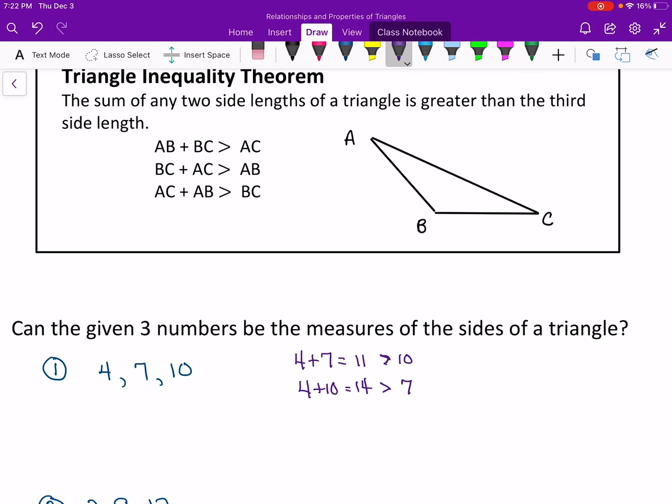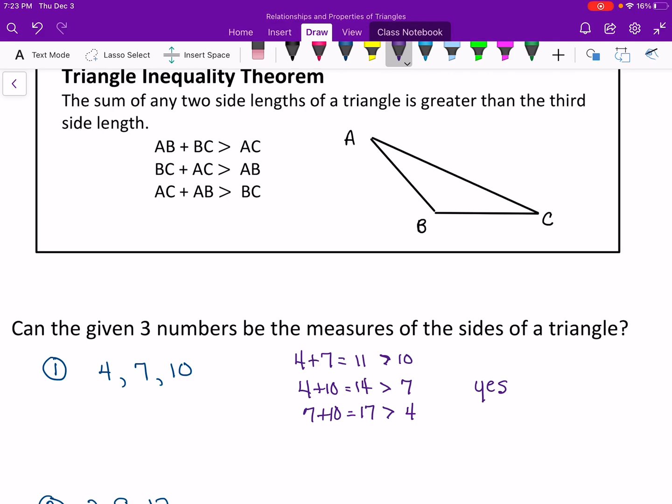And then I haven't checked out 7 plus 10. I'm going to compare that to 4. 7 plus 10 is 17. That is also greater than 4. Because the sum of any two sides is greater than the third side, the answer is yes. Those could be the sides of a triangle.